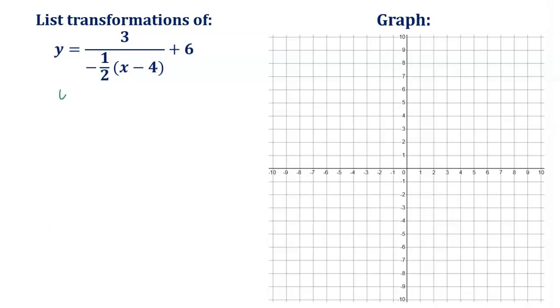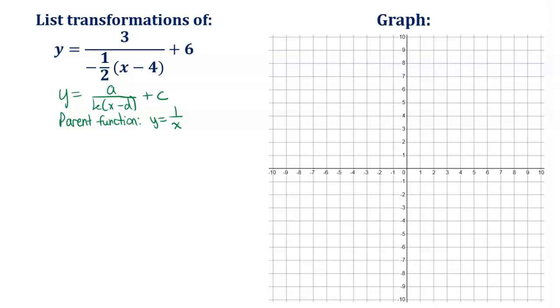So this question says list the transformations of the function shown. Now that's the parent function of a 1 over x function. So it's a over k times x minus d plus c. That's what the variables are that we're going to look at as far as transformations. As I already noted, this is the 1 over x function, otherwise known as the reciprocal function. So y equals 1 over x.